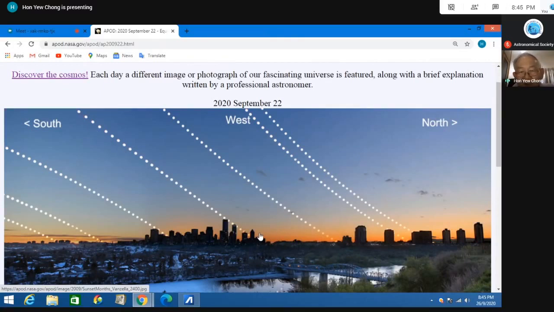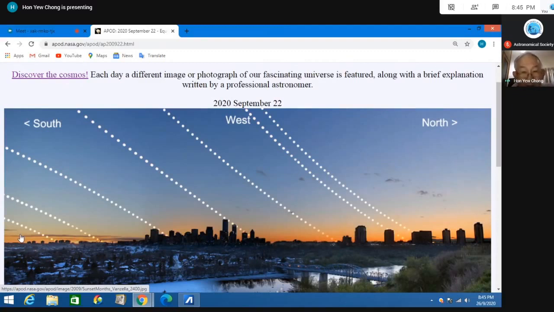Imagine we take a picture like this in Malaysia. We can, right? But then the sun will not set from top left to the right. The sun will set from top straight down. All right? This is our autumnal equinox, spring equinox. And then summer solstice on the right, winter solstice on the left, down. This shows that you are at the equator.